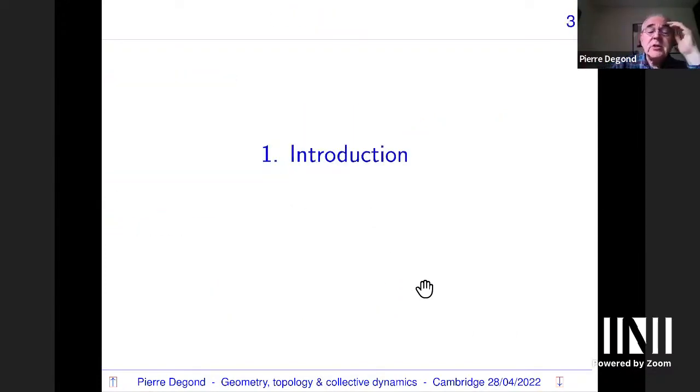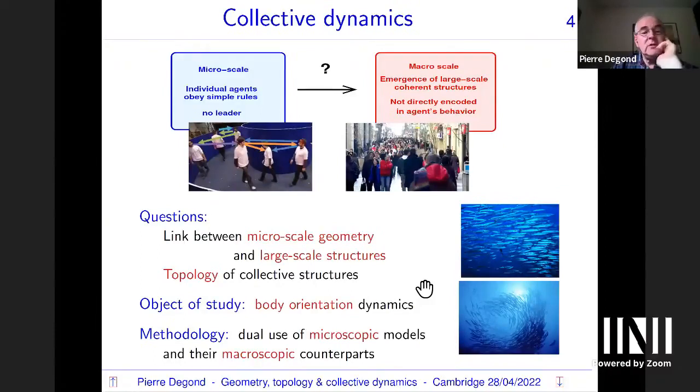Okay, let's get started. So the talk will be about collective dynamics. It's something that's been discussed quite at length already in this workshop, so I will be very quick on this slide. Collective dynamics refers to systems of large number of agents.